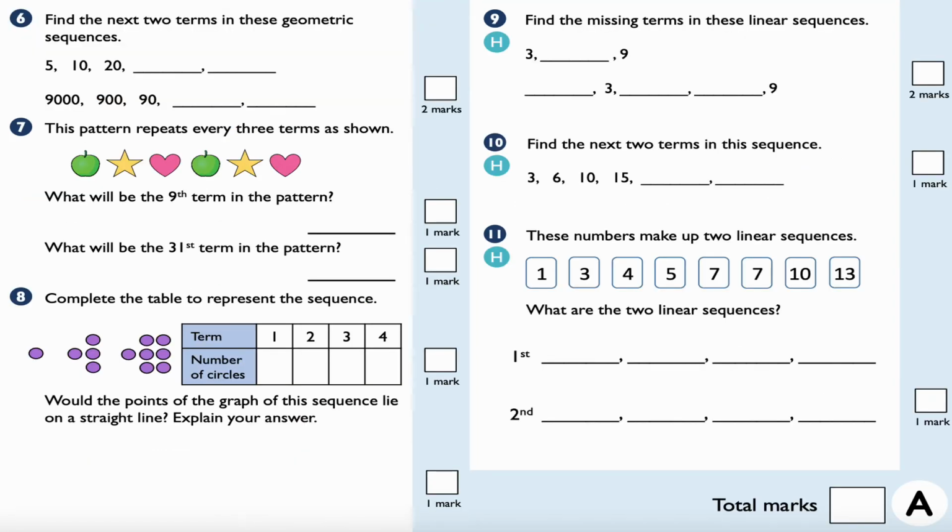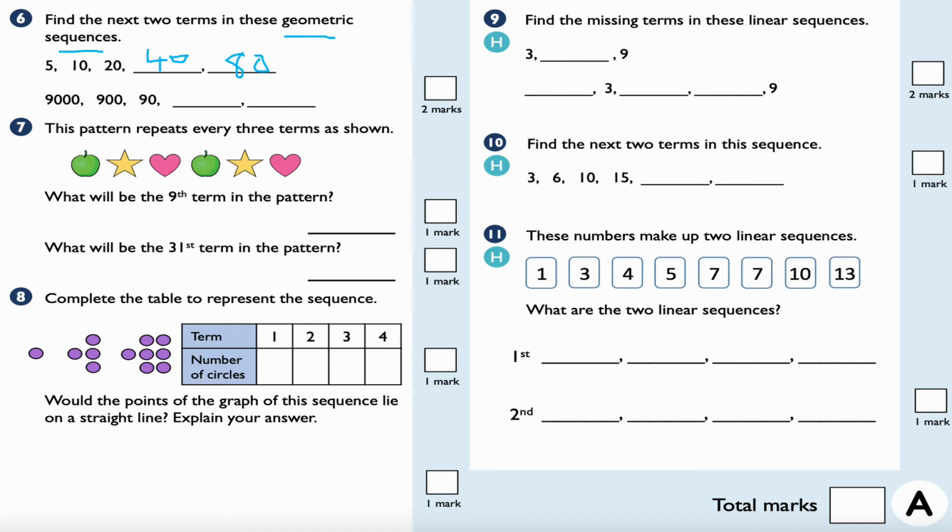Okay, this is question number 6, guys. Find the next 2 terms in these geometric sequences. So geometric means that I'm multiplying by a number. 5 times 2 is 10, 10 times 2 is 20, so double 20 is 40, and then double 40 is 80.